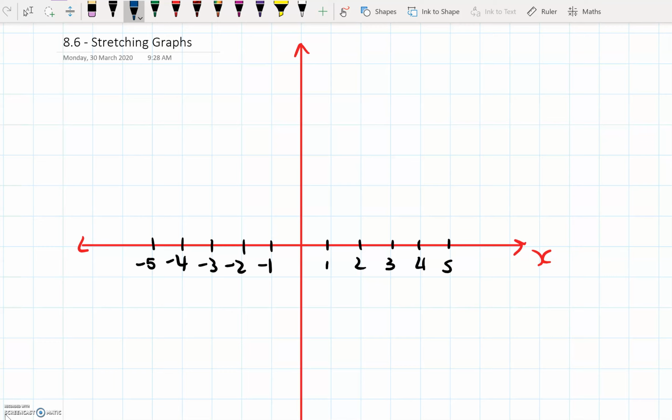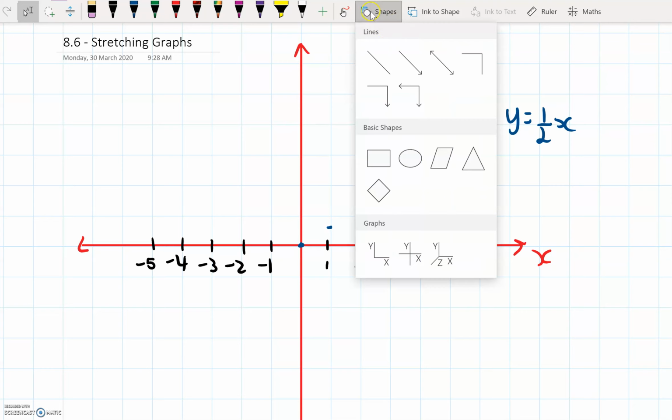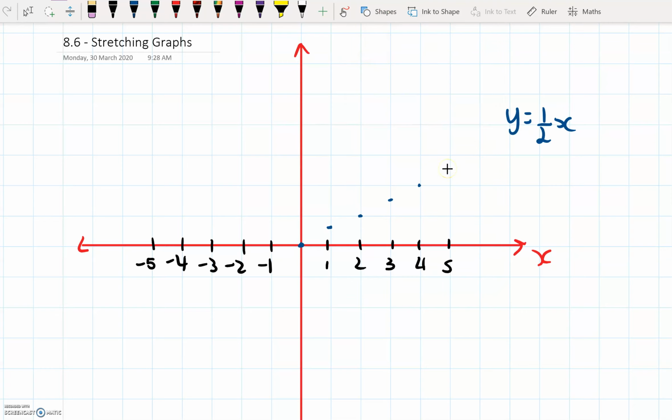Okay, so let's look at the function y equals half x. You know it's going to go through 0. Half of 1 is half, half of 2 is 1, etc. We can make a nice pretty line that goes through all of these. So we end up with something like this. This is y equals half x.